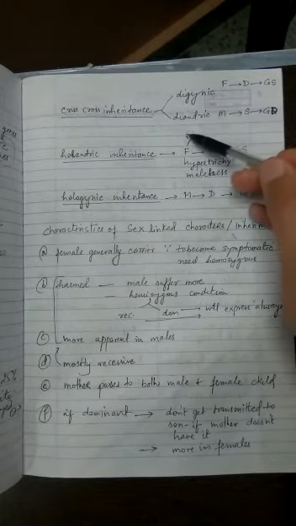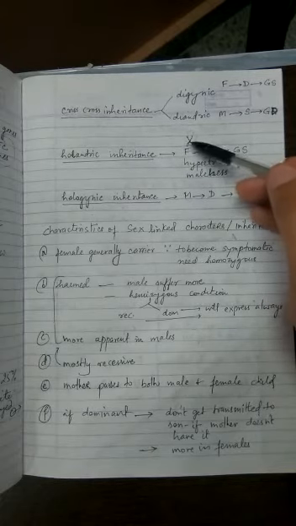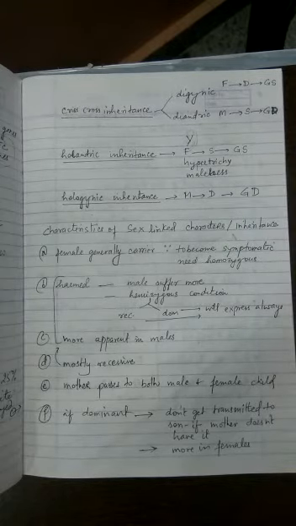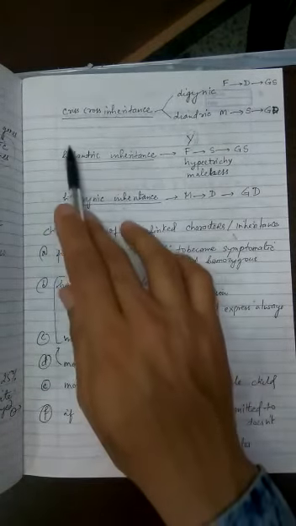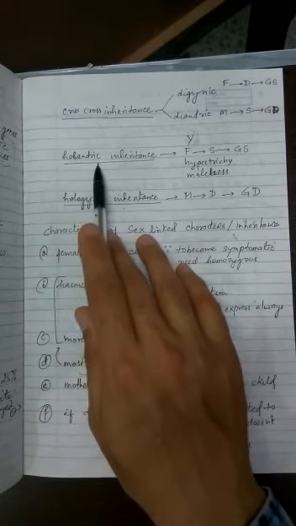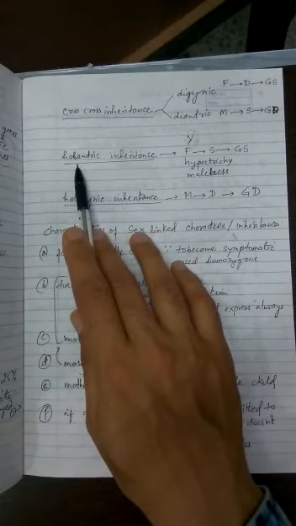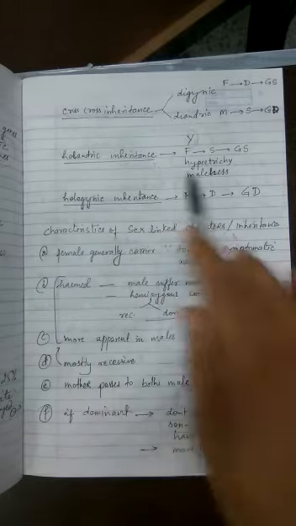Reason, they are controlled by which chromosome? Y. And Y is only passed on to the male, not to the females. That's why it is called holandric inheritance. Holo means complete, andro means male. So those characters which are transferred through the Y chromosome are holandric inheritance.